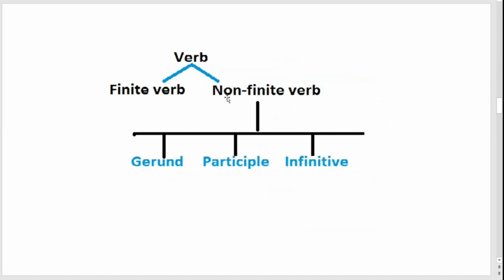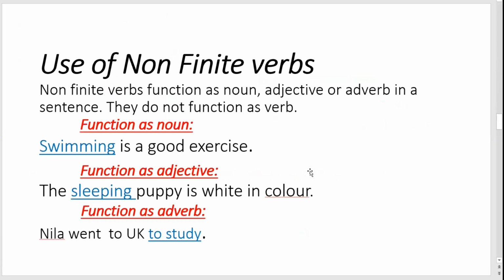So just now we have learned the finite verb and the non-finite verb. Now there is a further classification of the non-finite verb, that is gerund, participle and infinitive. Let us see what those are. First of all, non-finite verbs function as noun, adjective or adverb in a sentence. They do not function as verbs.